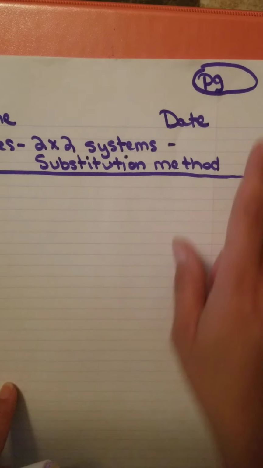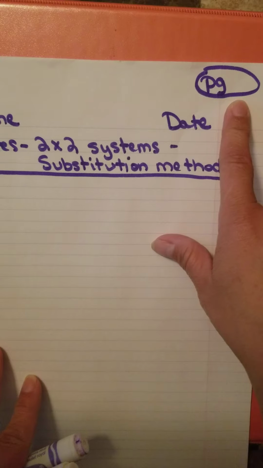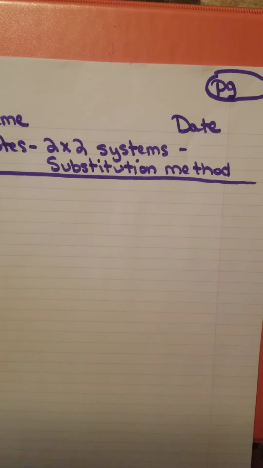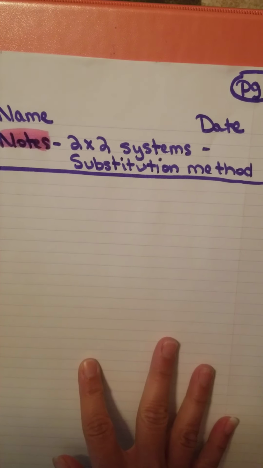You're going to put the page number according to your table of contents, which you can find out in class, or you can send me a message. Your name, the date that's posted in Canvas for this assignment, and your title, which is Notes 2x2 Systems Substitution Method. If you need to pause the video to get this filled in, that might be a good idea.